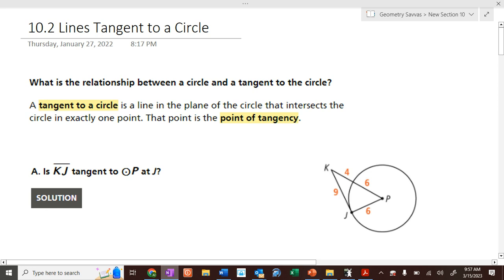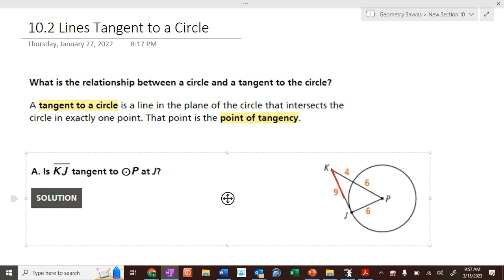All right, so a tangent to a circle is a line in the plane of a circle that intersects a circle in exactly one point. So it's this line right out here. It's going to hit the circle in exactly one point. The point where it hits the circle is called the point of tangency. So J would be the point of tangency.